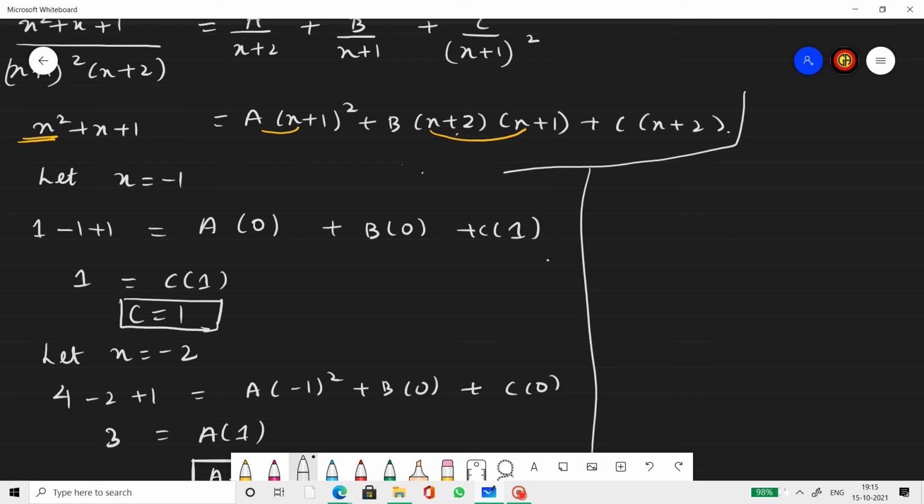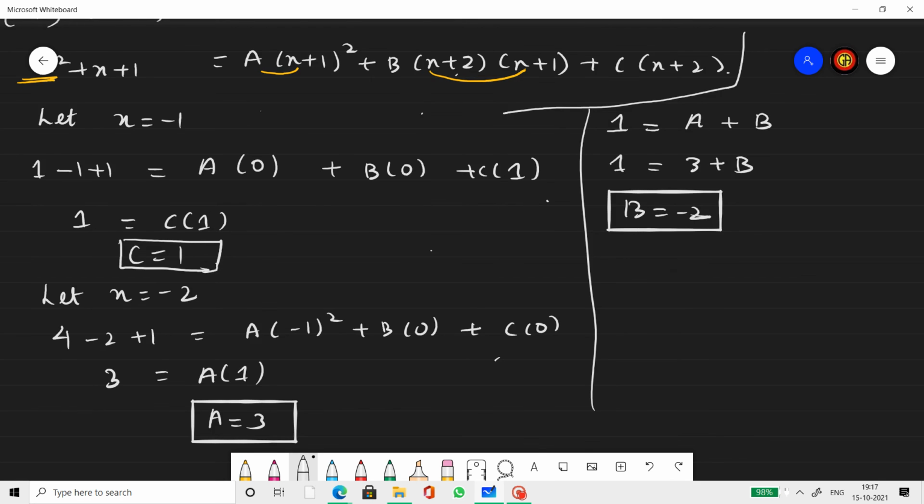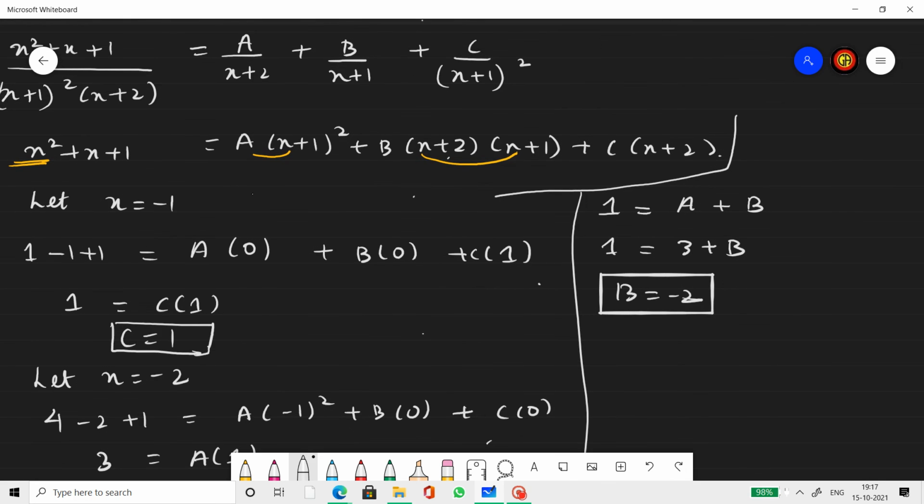So comparing the coefficient of x squared, I get 1 equals a plus b. A value we found just now as 3. So 1 equals 3 plus b. So b equals minus 2. Substitute the ABC values that we obtained.